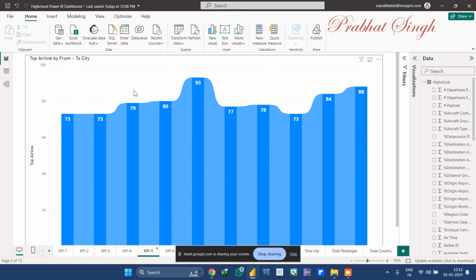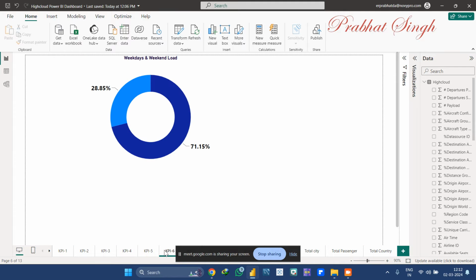And for fifth KPI I make this area chart with column. So it is according to airlines city wise. For six, I make a donut chart. It is according to weekday and weekend load wise.